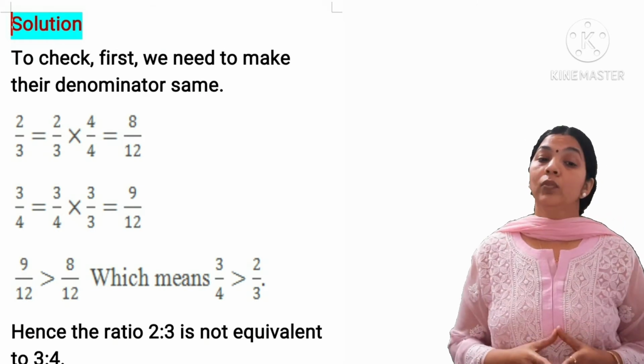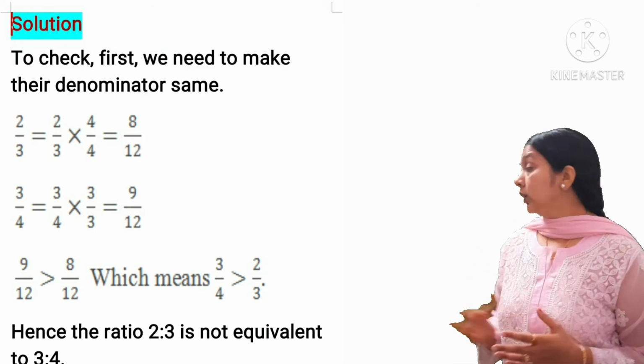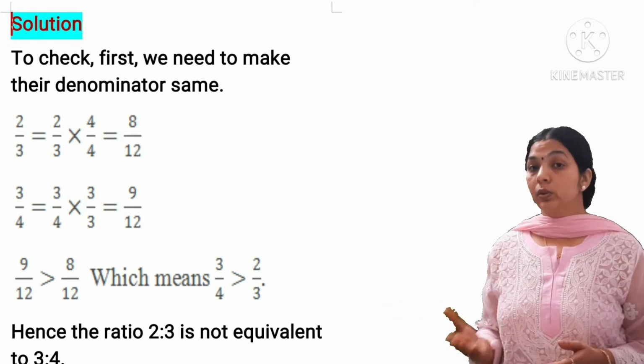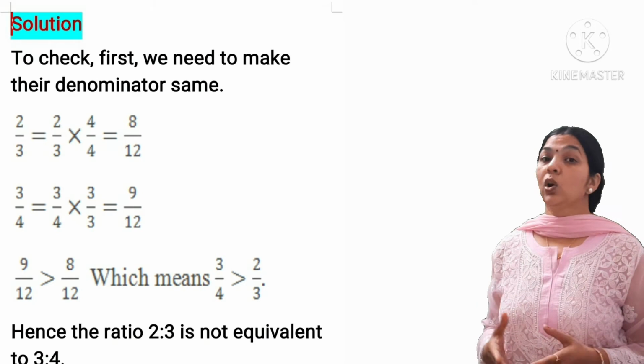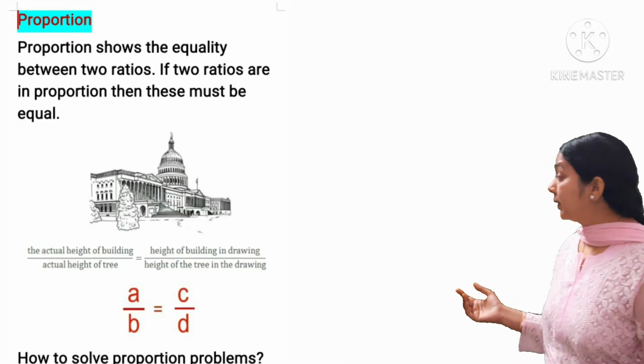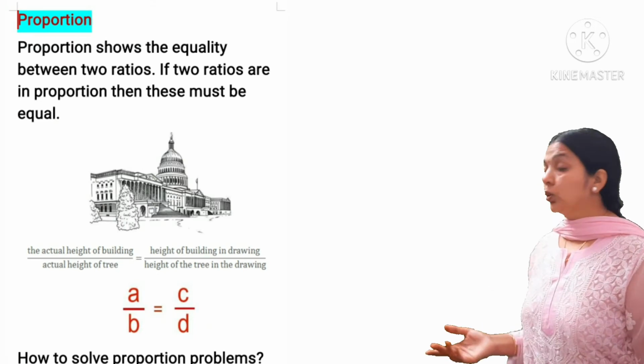So this is how we compare the ratios. This gives us the result that 2:3 is not equivalent to 3:4.